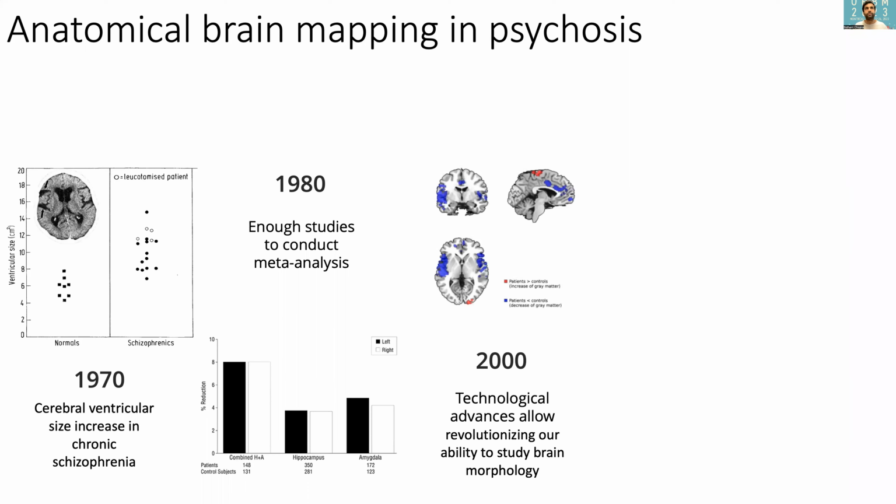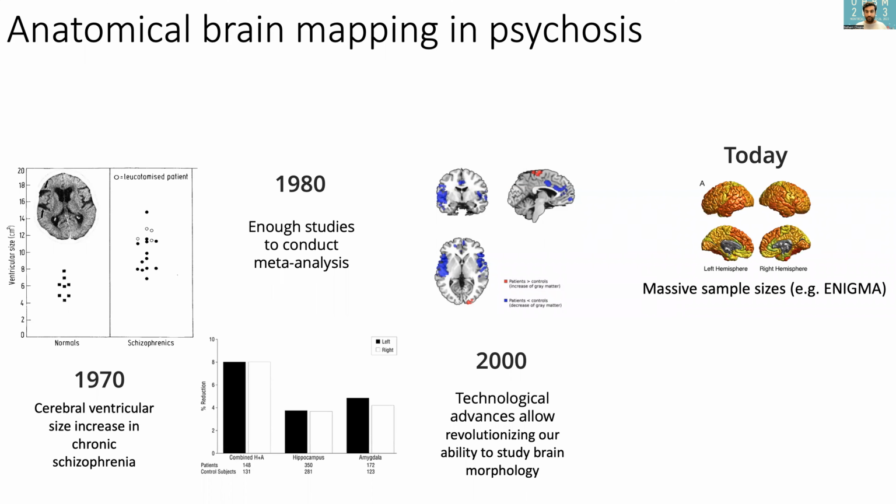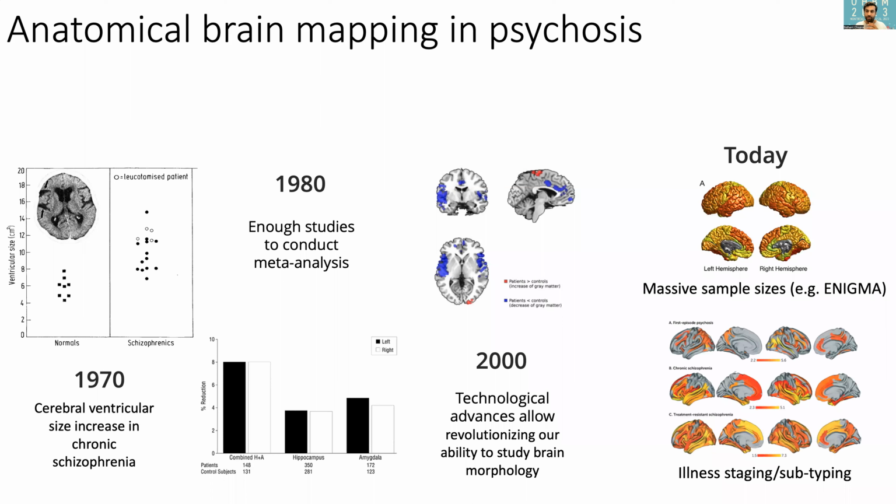In the 2000s, technological advances really allowed us to pinpoint changes which seem to be, at least at a group average level, all over the brain. And today we have massive sample sizes of thousands of patients and can even roughly stage psychotic illnesses and relate brain alterations to these stages of less severe to most severe.